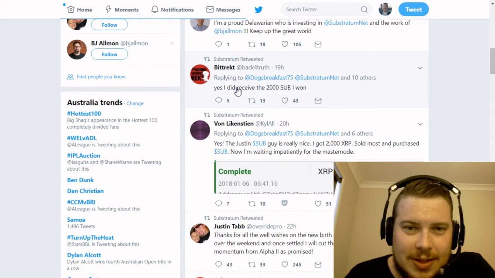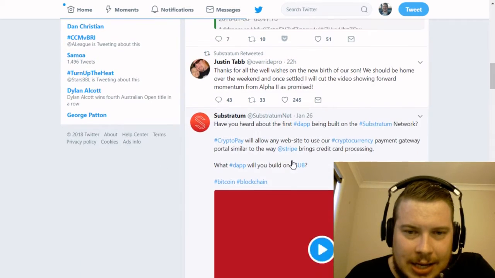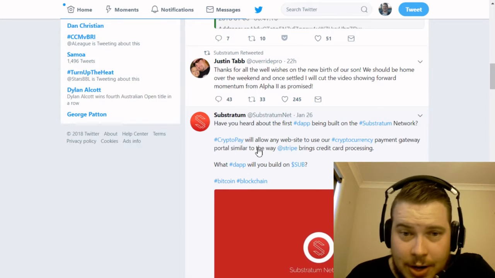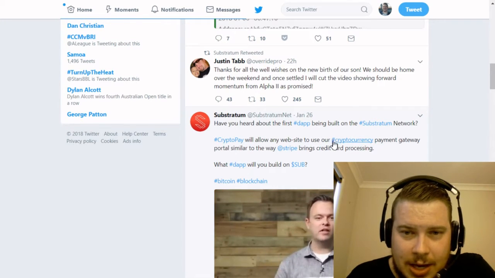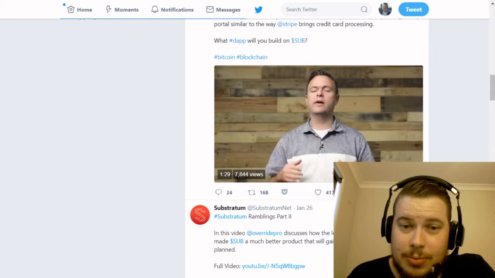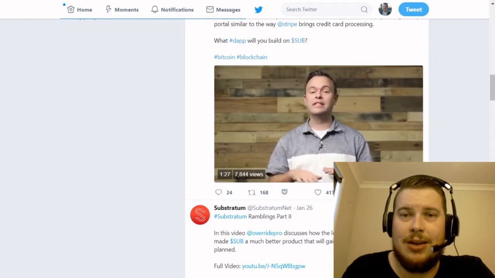But in terms of this one, you can see first dApp has been built on Substratum, which is pretty cool. CryptoPay will allow any website to use cryptocurrency gateway portable to Stripe, brings to credit card processing. Wow, that is pretty cool. So things like that really will affect it.